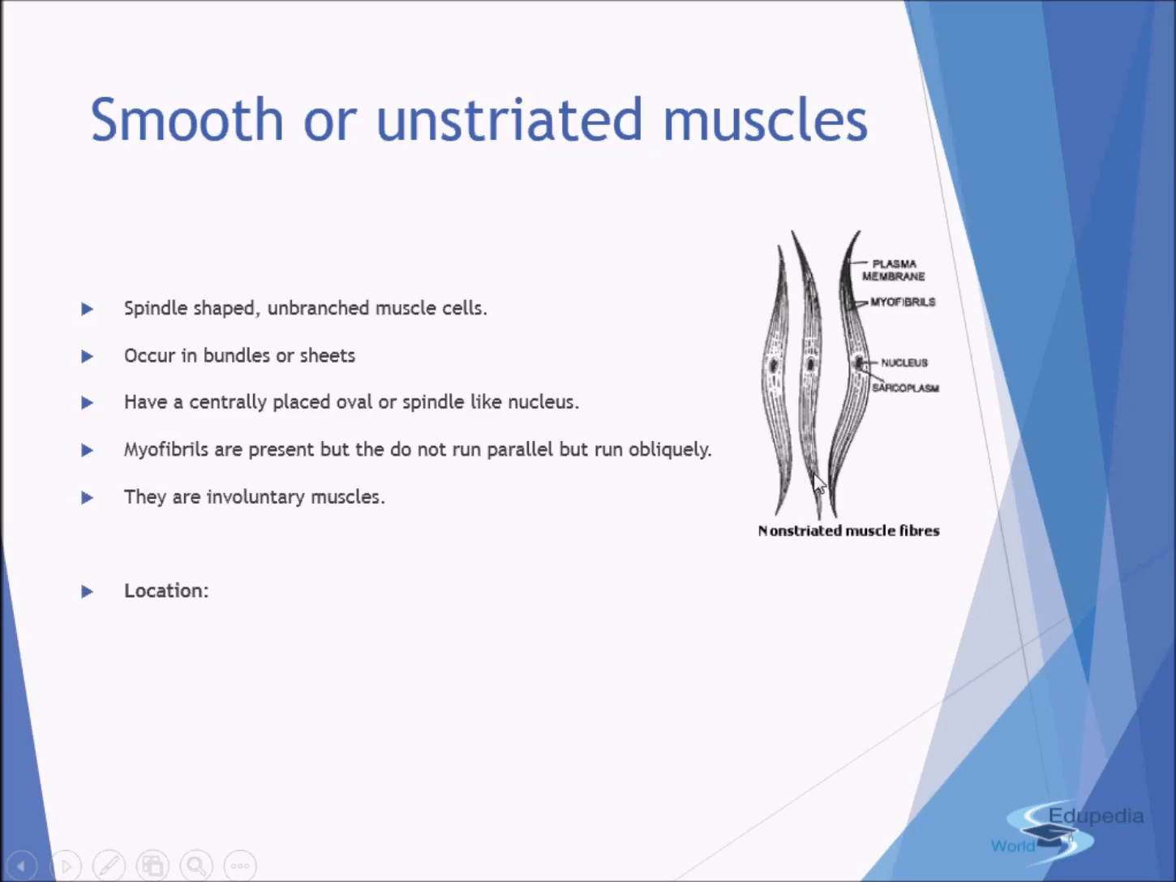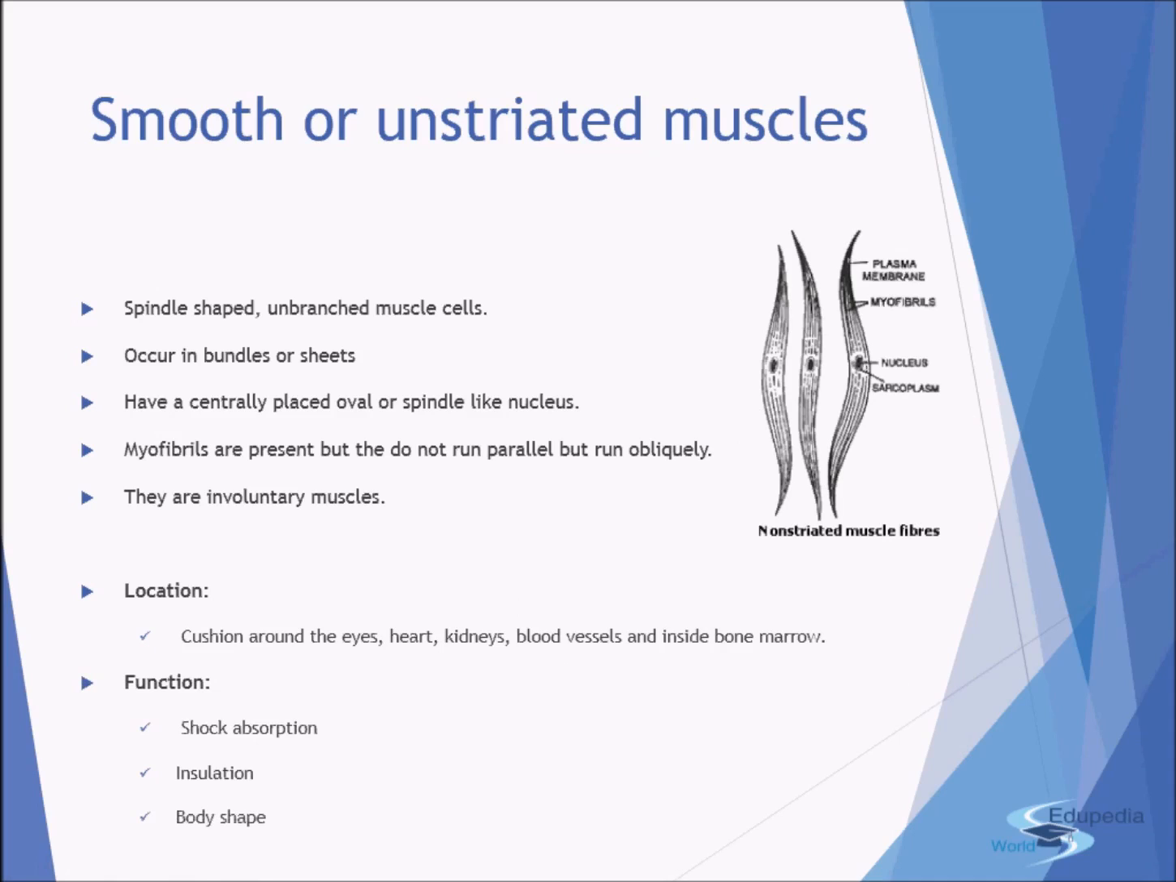Now, where are these muscles located? They form the cushion around the eyes, heart, kidney, blood vessels and inside the bone marrow. And they help in shock absorption, insulation and forming the body shape.